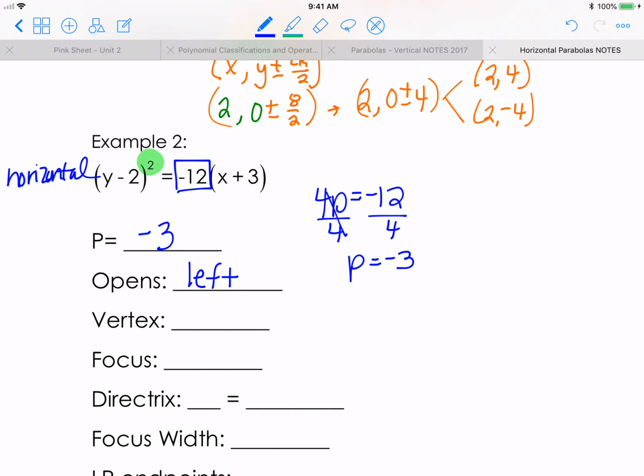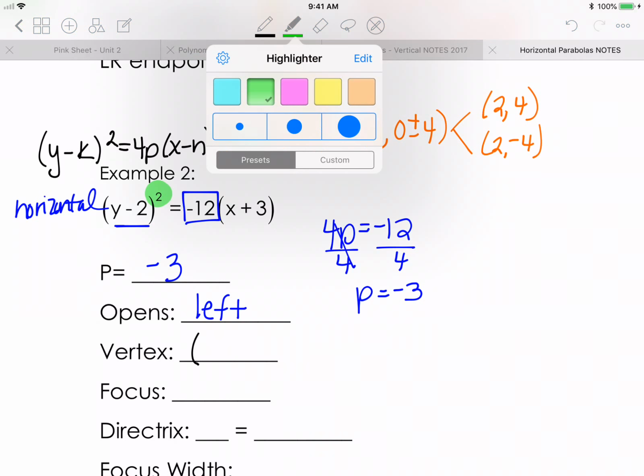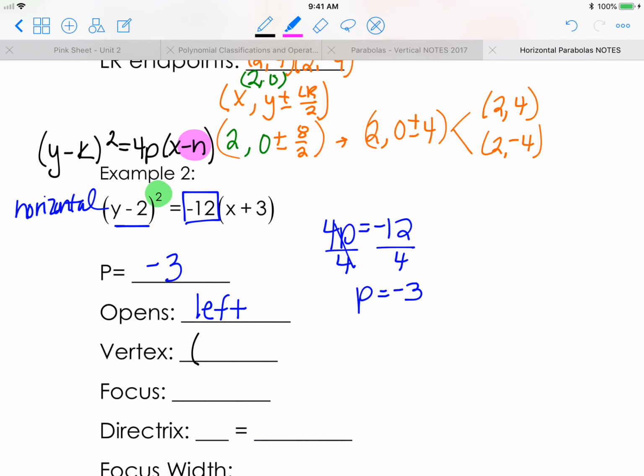All right, let's find the vertex. Okay, I want to warn you here. Remember, this is the y. So this is y minus k this time. So remember, your standard form for a horizontal is y minus k squared is equal to 4p times x minus h. So it's opposite. So your x is right here. Your h is right here. So that's opposite of that.